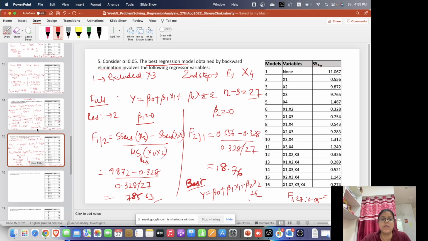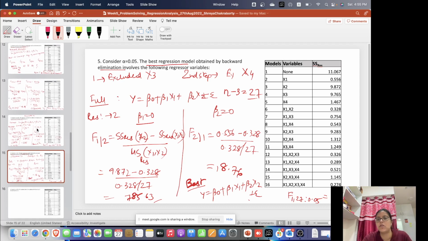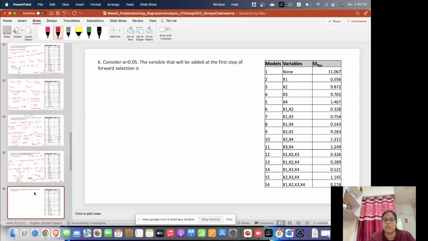Okay, ma'am. So if you are given a backward elimination, then all you have to do is just fit all the models together and then test each of the parameters. Whichever is not significant, we remove that, and then again fit a reduced model, and then again test the remaining parameters. This is how you will land up at your best regression model via the step backward elimination process.